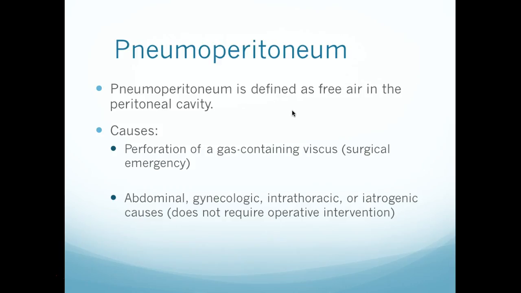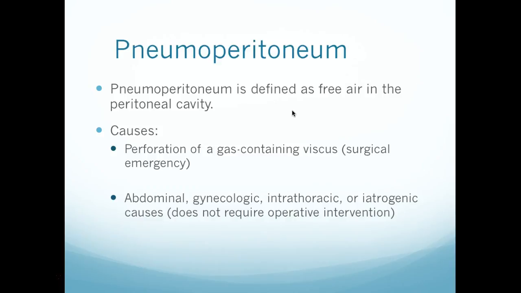Now, pneumoperitoneum, didn't want to come out. That is defined as free air in the peritoneal cavity. So it's usually from perforation of a gas-containing viscus, so it's typically a surgical emergency, but there are cases where it's not. So abdominal, gynecological, and intrathoracic causes are not a surgical emergency and don't require operative intervention.